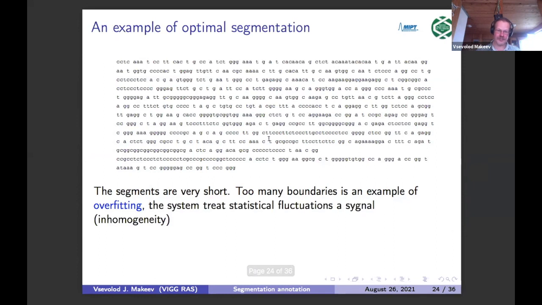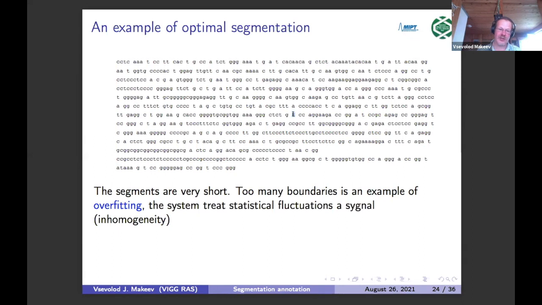And here is an example of this optimal segmentation. You can see that it indeed gives you some spans of letters without A, for instance, or maybe two G's here. Maybe here there is a very long segment with only one A, I think, no A. So there are, but in fact, segments are too short. And there are too many boundaries that tend to sometimes select a single letter. So it's not a good example of segmentation. That's an example of overfitting.